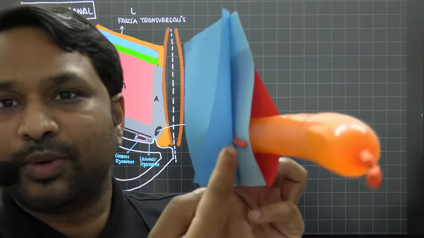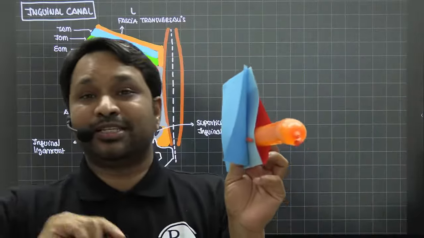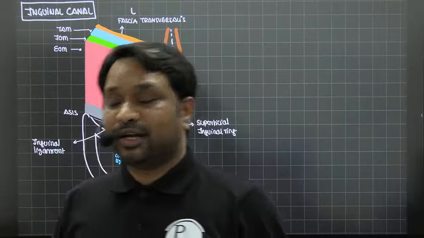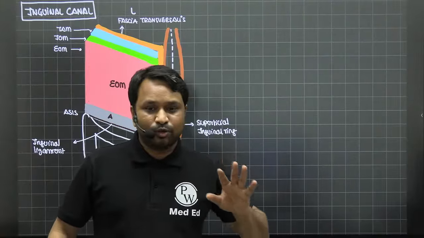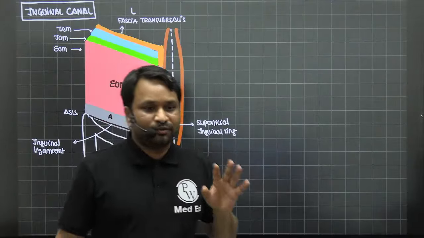ठीक है? Now when it comes out from here, it goes behind the bladder, combines with the seminal vesicle. Together they form the ejaculatory duct, opens onto the prostatic urethra, and that is what we call it as verumontanum.